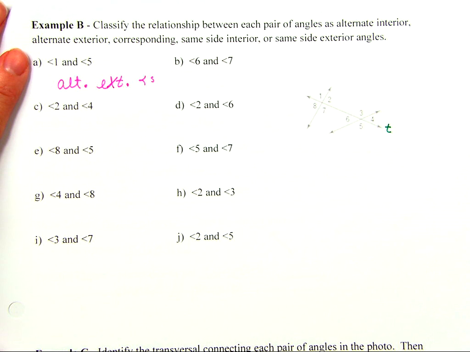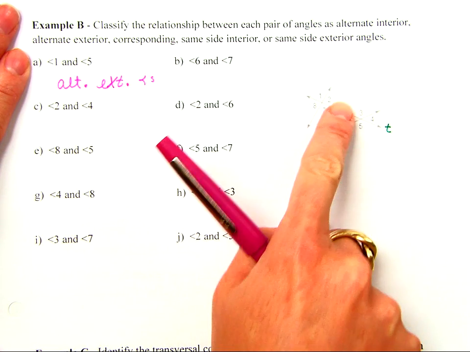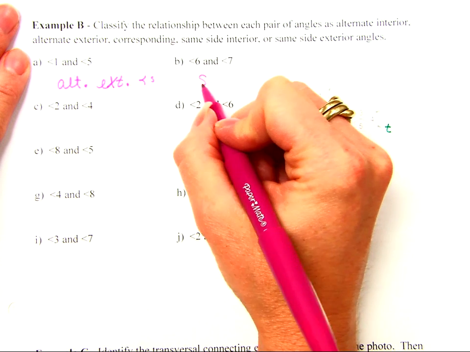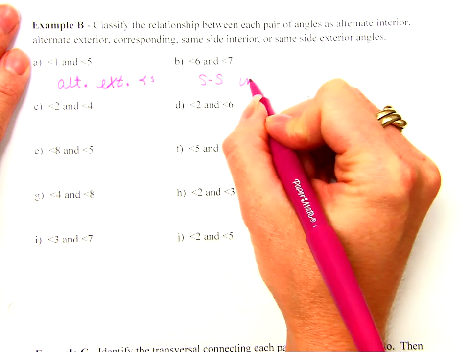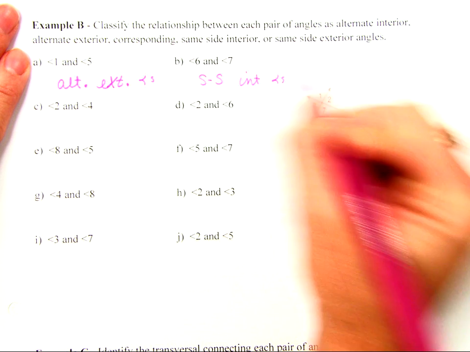You may not be completely finished, but you can go ahead and compare what you have. We'll kind of talk through these a little bit. Letter B, angle 6 and angle 7. Well, I can see they're on the same side as my transversal. So I'm going to call them same side interior angles, and that's how I would abbreviate it.